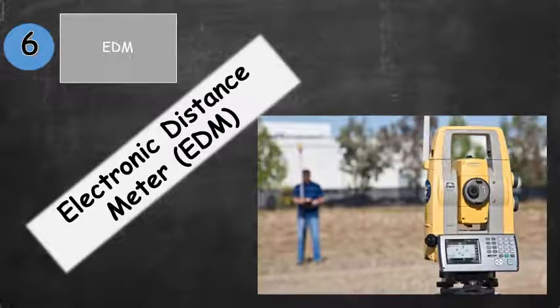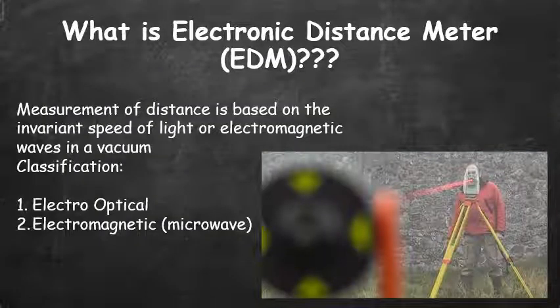So, another type of measurement. We are done with taping, and we now have the EDM, the electronic distance meter. This is the instrument we use with a laser. So, what is EDM? Electronic distance meter. We do not use a tape. This measurement of distance is based on the invariant speed of light or electromagnetic waves in a vacuum. We have two classifications: the electro-optical and the electromagnetic microwave. This is what total stations use.